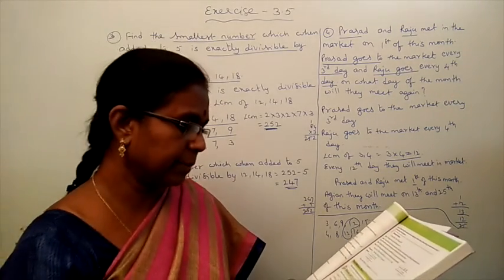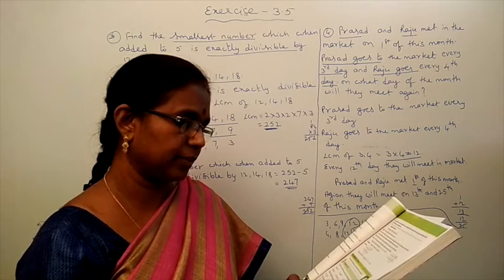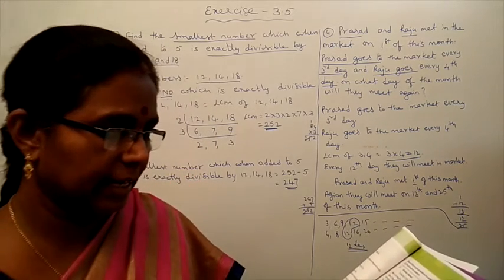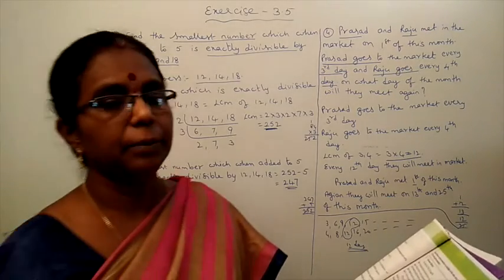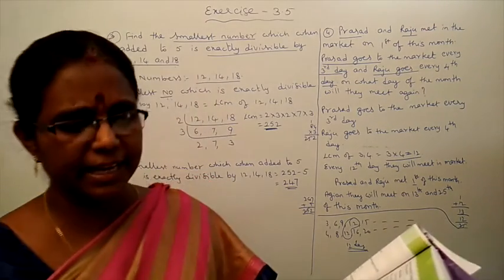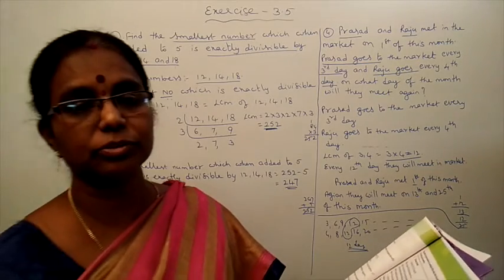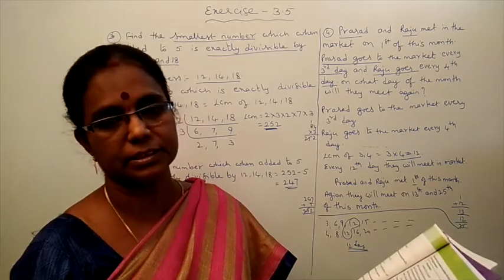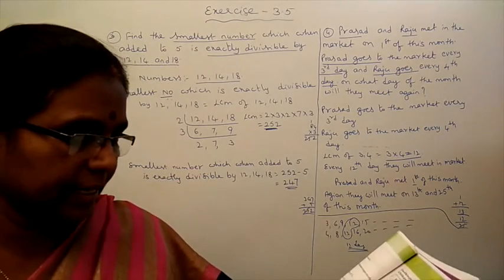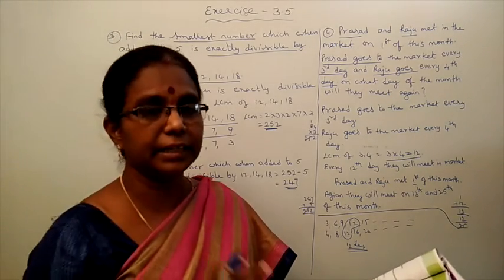Next, there are 3 measuring tapes, 64, 72, 96. What is the least length that can be measured by any of these tapes exactly? Means you have to find out the least length. Least length means what we have to do? LCM. LCM of 64, 72, 96. Then you will get the least length that can be measured by the 3 tapes exactly.